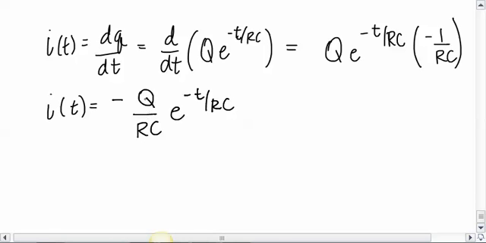Unit-wise, is this okay? What is q equal to? If q is equal to CV, so I'd have CV over RC. So do my units make sense?